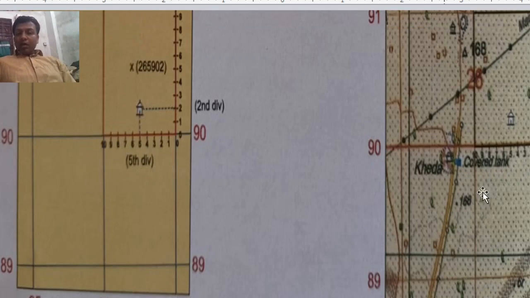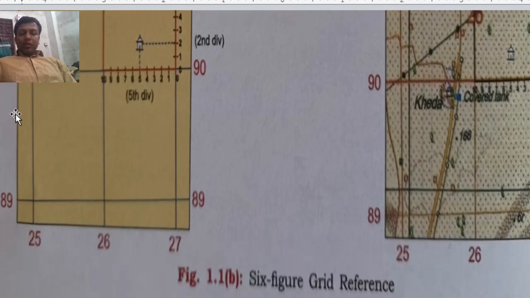Okay. If you want to find the x point here, 265. So we have 265, okay, 265 90. This is 90, and from the point we have to this, like that. So this is all about your six-figure grid reference.